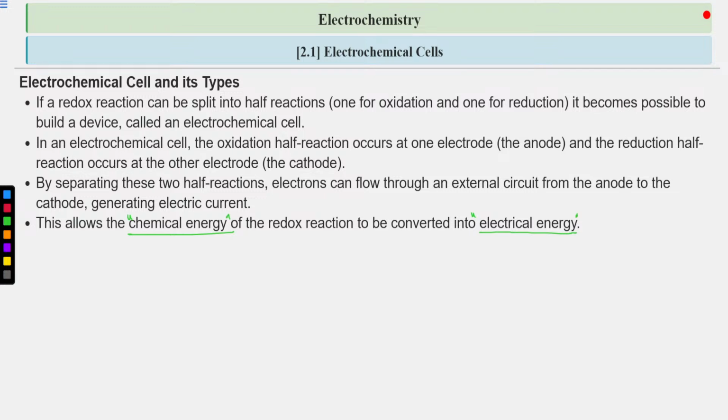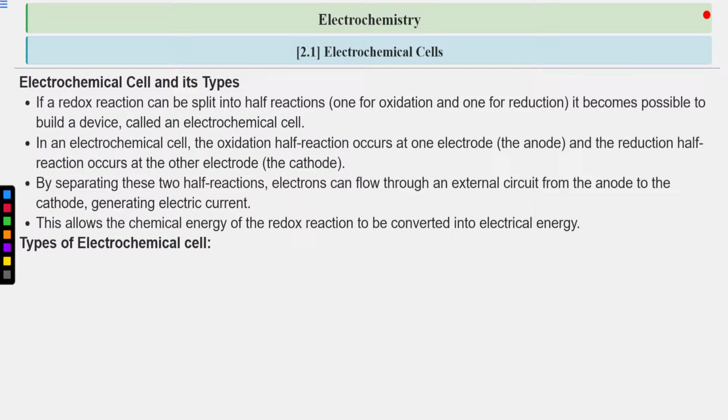So this allows the separation of two half reactions from the redox reaction so that electrons can flow through the external circuit, from anode to cathode. This allows the chemical energy of the redox reaction, which is happening inside our solvent, to be converted into electrical energy, which will be useful in many ways.